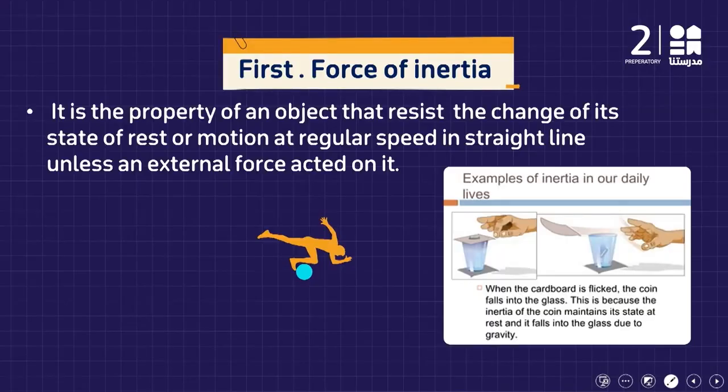So what's meant by force of inertia? It's a property of an object that resists, opposes the change of its state of rest or motion at a regular speed in a straight line unless an external force acts on it. Here the external force that acted on the movement of the football player is the ball. It tripped him, so his body rushed forward. This is due to the force of inertia that makes his body resist the sudden change that happens to him.